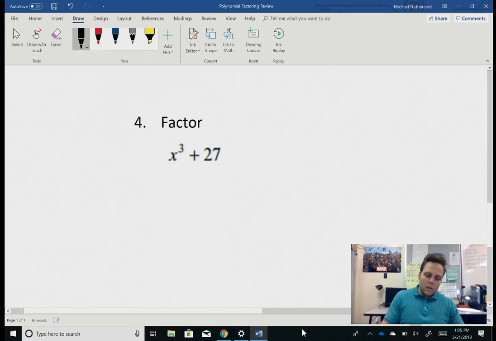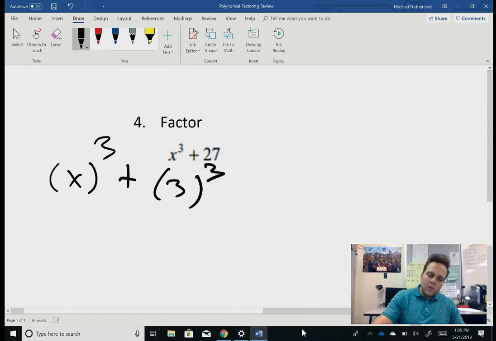Number 4, which says factor. In this case, we're factoring the sum of cubes. So what could you cube to get x cubed? That's right, x. What could you cube to get 27? That's right, 3.